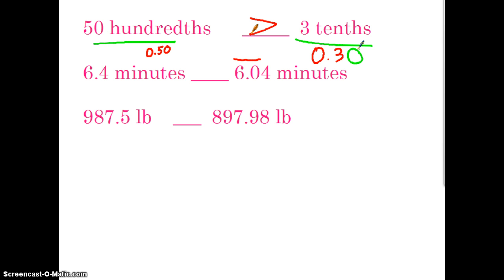Now we have something that we haven't seen a lot of, a little bit of. We've got some mixed numbers. All right, we've got 6 4/10 minutes compared to 6 4/100 minutes. Somebody talk to me. Obviously, this and this are equal. 6 is equal to 6. So now you're left with 4/10 compared to 4/100. All right, so Tristan, talk to me about the difference.